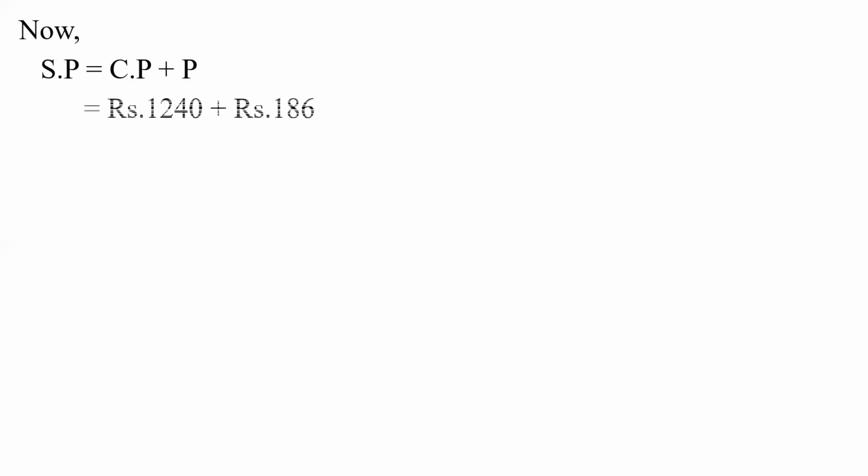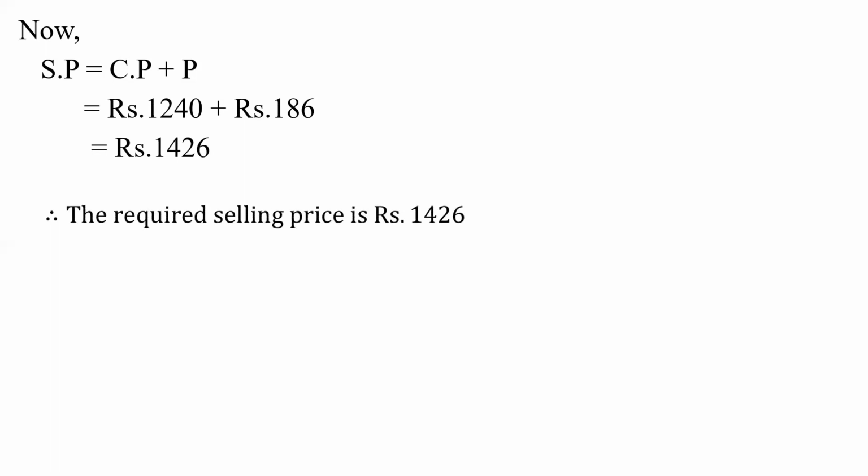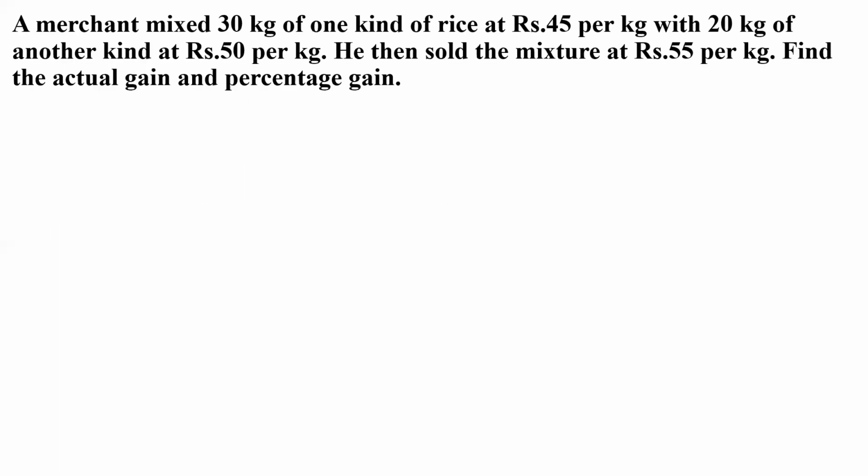Now we know that selling price is always cost price plus profit, and we derive this formula from the same formula that profit is equal to SP minus CP. Okay, and here we can just write rupees 1240 plus rupees 186, and that gives you rupees 1426, isn't it? Yes. Okay, here the required selling price is rupees 1426. Now let's move to the next question.